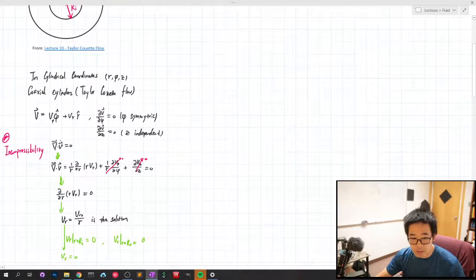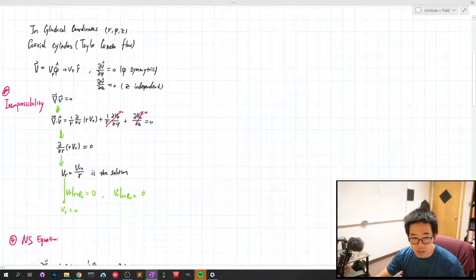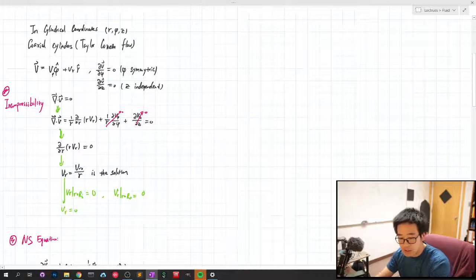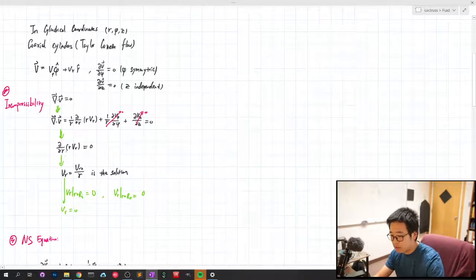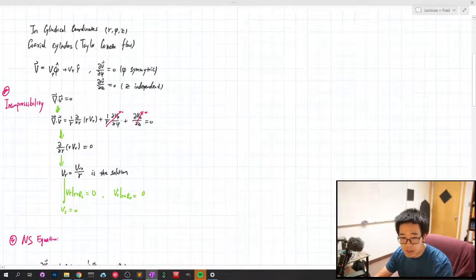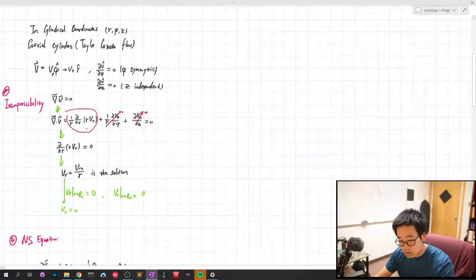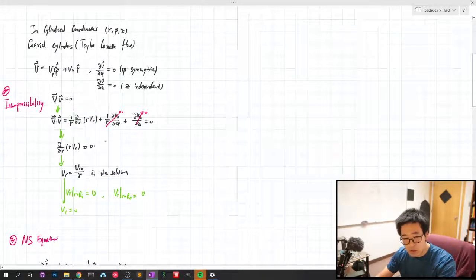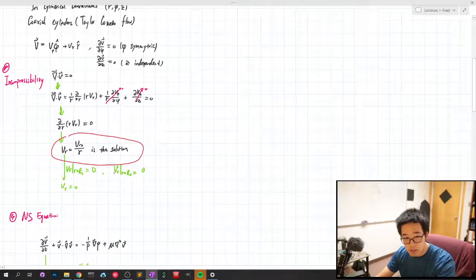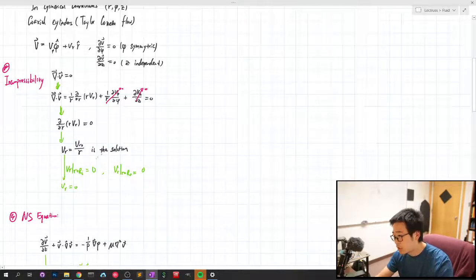Vr is nonzero a priori, so we apply incompressibility here. Using the divergence definition, you can find online the divergence for cylindrical coordinates. You'll find d/dphi is 0 from the symmetry argument, d/dz is 0, so we're left with a function of only r. So we're left with such a solution, based on the boundary condition of non-penetration.